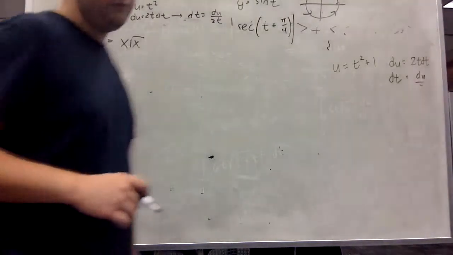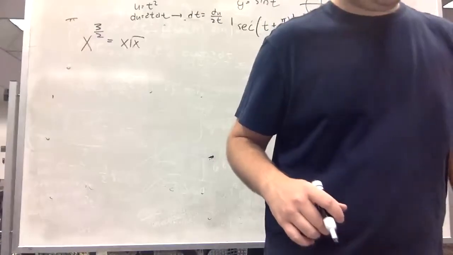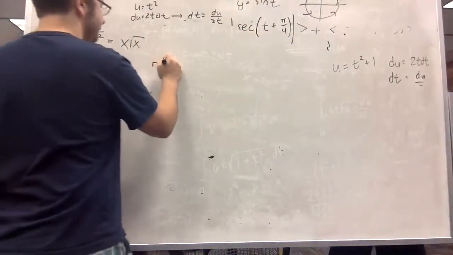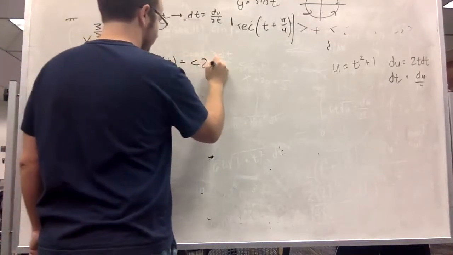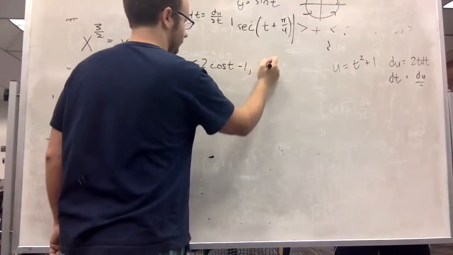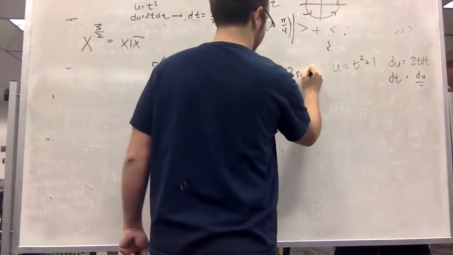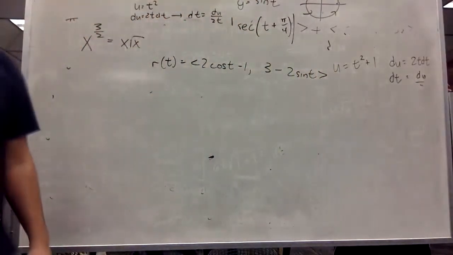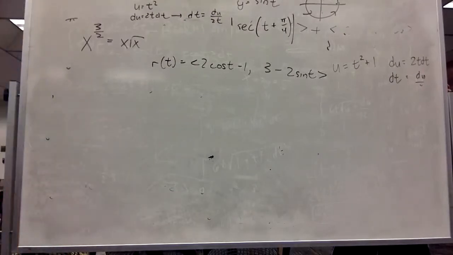So here we have: determine the natural parameterization for the curve r of t, equals 2 cosine t minus 1, 3 minus 2 cosine t. So it's a 2-dimensional vector. Here's how you find the natural parameterization.